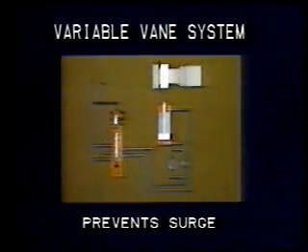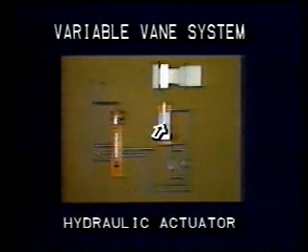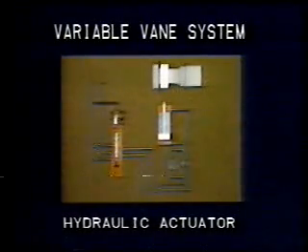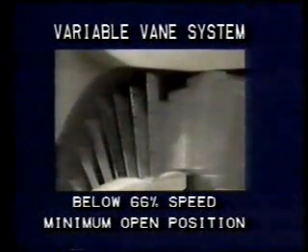Review. You have just viewed how the variable vane system operates. Let's review the important points. The variable vane system partially controls the amount of air flowing through the compressor to prevent engine surge. A solenoid and hydraulic actuator control the movement of the vanes. Below 66% engine speed, the vanes are in a minimum open position.